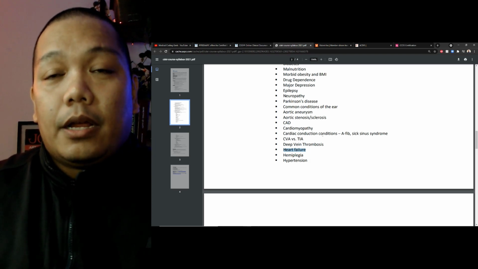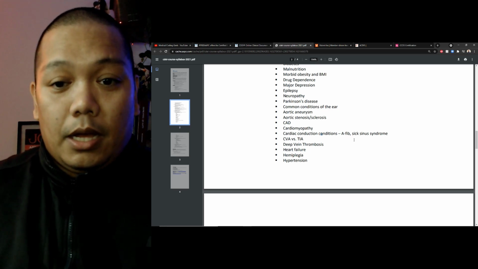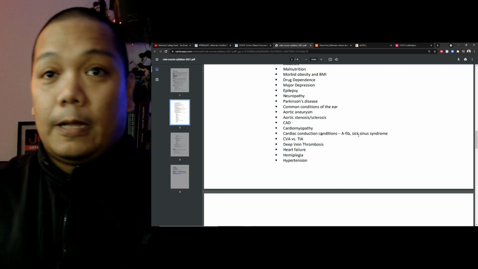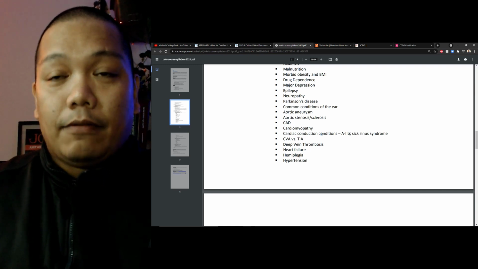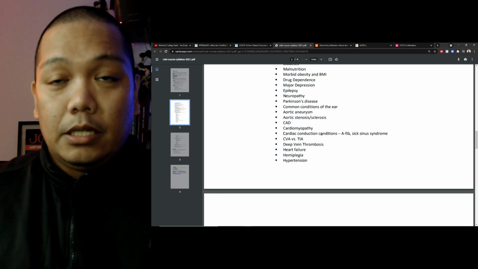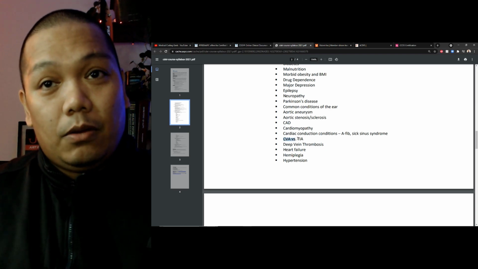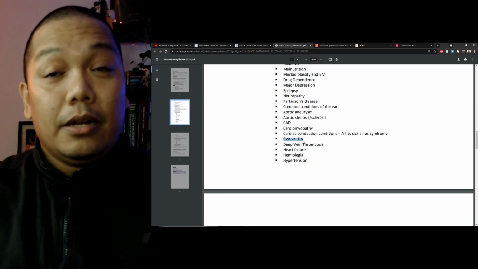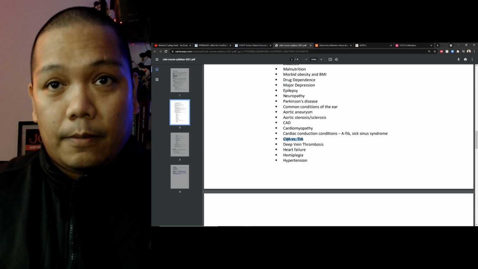Let's see, cardiac conduction conditions: atrial fibrillation, sick sinus syndrome, atrioventricular blocks, complete heart blocks. These are things you might not want to have clarified, but this would require you to have an understanding of the EKG, electrocardiogram. CVA versus TIA. Oh boy, yeah, there are a lot of clinical guidelines in regards to that to differentiate between the two. Okay.